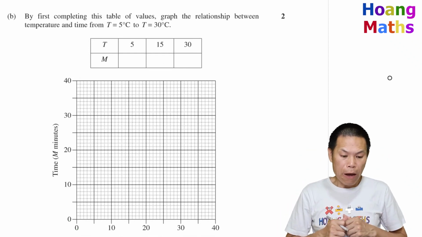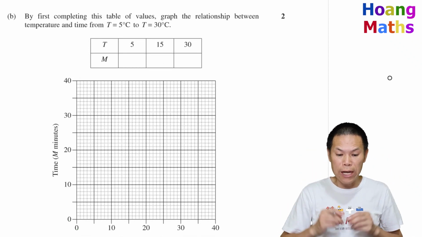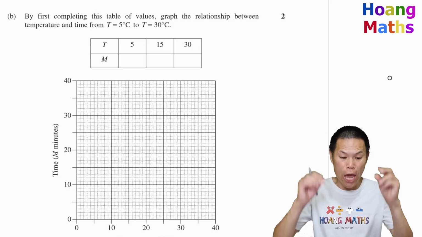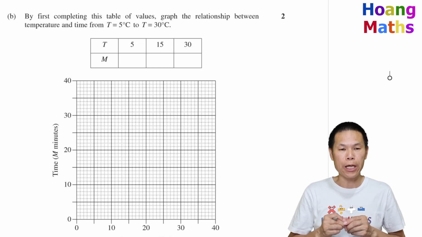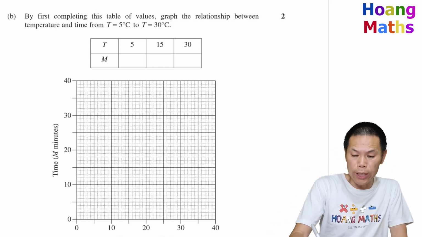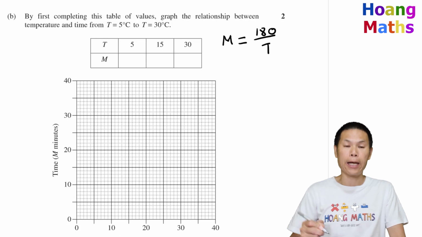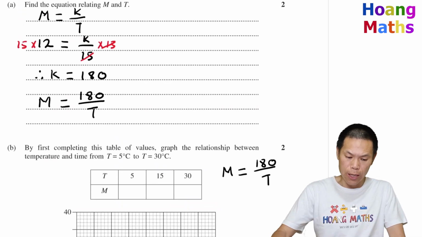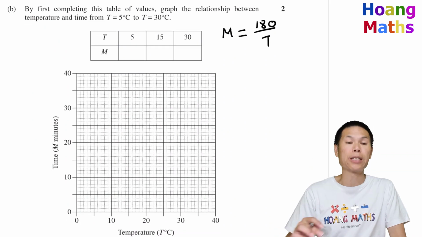Part B. By first completing this table of values, graph the relationship between the temperature and the time from T equals 5 to 30. So let me just complete the table first. So we know that the rule is m equals 180 over T. Okay, that's the rule we found out in part A. So now let me just complete the table.